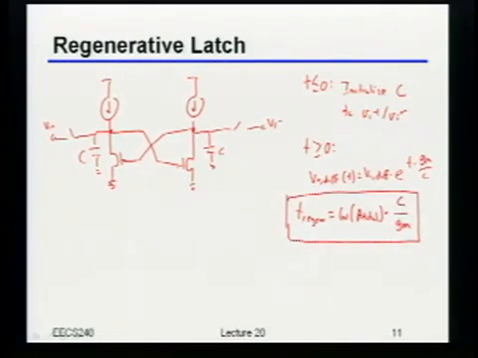So what does that tell us about how we might want to build this? What's going to be important from the standpoint of minimizing this regeneration time, which is going to set how fast we can actually run the comparator? What's the only thing we have available to us from a design standpoint? Is it just GM? It's GM over C, right?